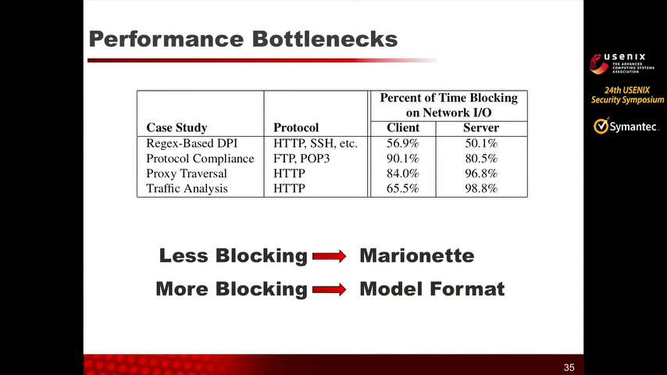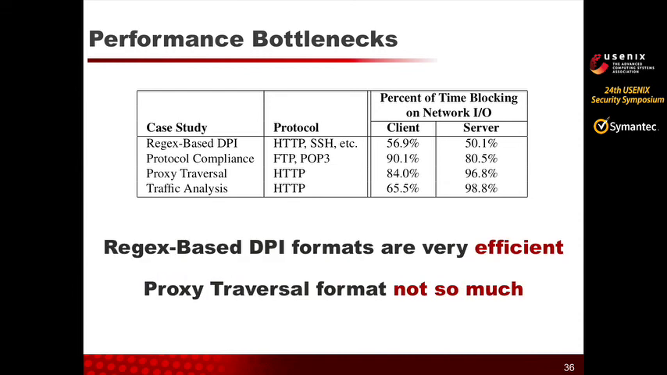And basically the gist is, if you have less time blocking, you're basically doing a lot more work in Marionette. If you have more time blocking, Marionette's just sitting there doing nothing. And for most cases, Marionette is actually pretty efficient, right? The only case in which it starts to really test Marionette's performance limits is in regex-based DBI, which gives us 68 or 70 megabits per second in both directions.